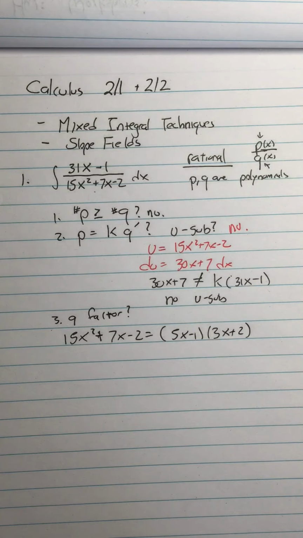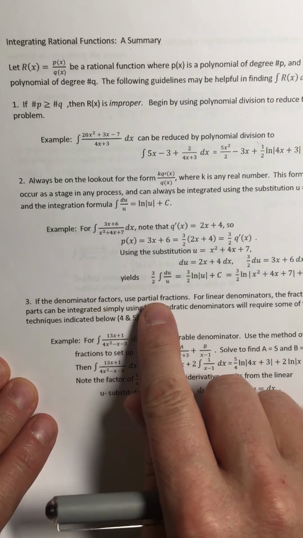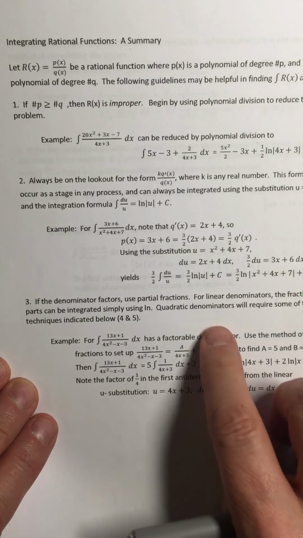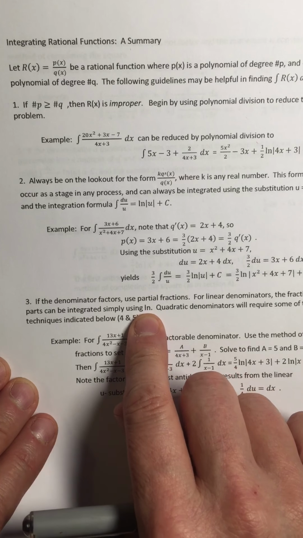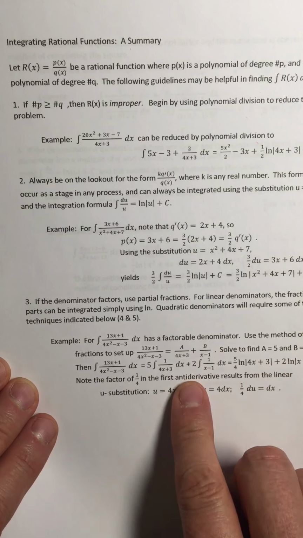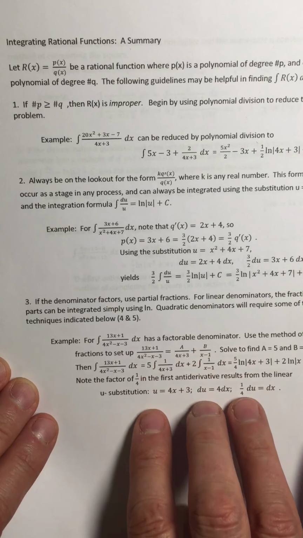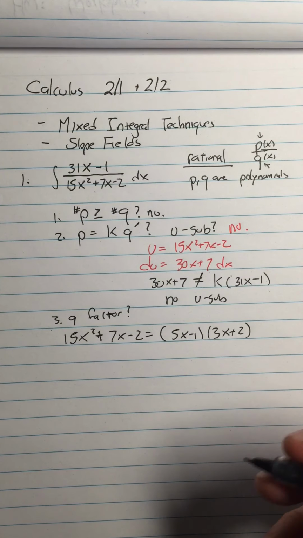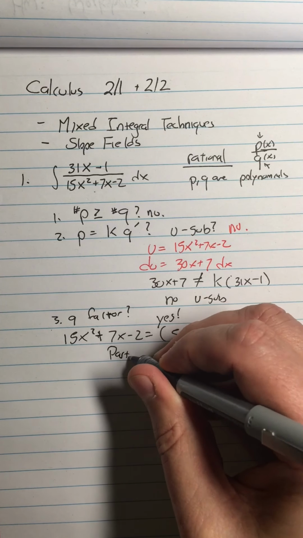Let's see what it says to do. It says, if the denominator factors, use partial fractions. For linear denominators, and this year we're going to do only linear denominators, the fractional parts can be integrated simply using ln. Basically this is just telling you what to do once you've decided partial fractions. I have examples of that. So now we know that yes, we're going to do partial fractions.